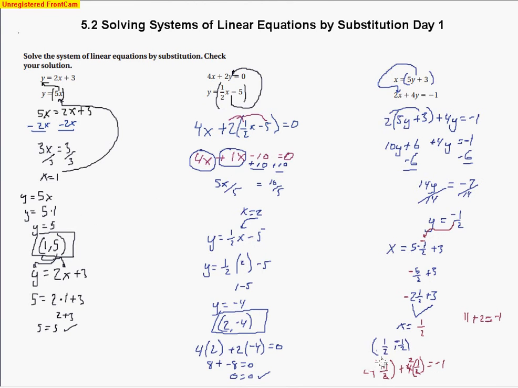This is why the check is very important. There's lots of little errors people can make, like I made that sign error. And actually I did the sign correct, I just didn't bring the sign down with the term. Either way, it's still wrong. So let's check.